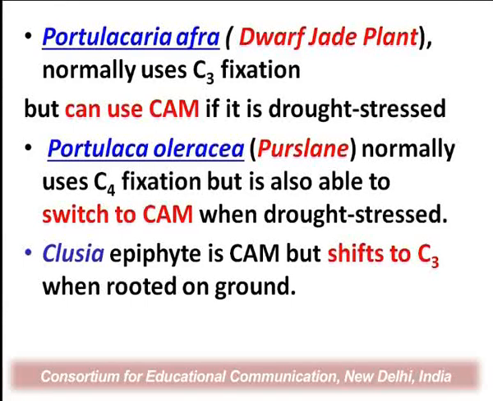Similarly, the popular ornamental plant Portulaca oleracea, popularly called purslane, is normally a C4 plant, but it can also switch to CAM when it is drought stressed. Likewise, the epiphyte Clusia is a CAM plant when hanging as an epiphyte, but when it is rooted on the ground, it can shift its metabolism to C3, which is a very interesting aspect.